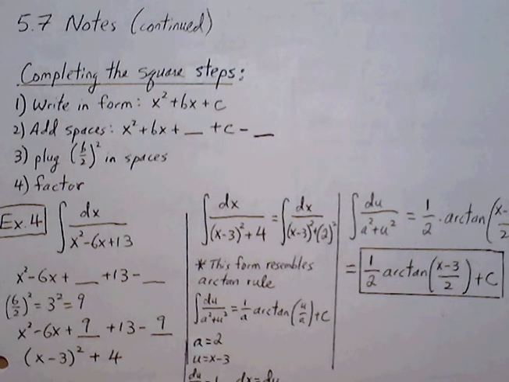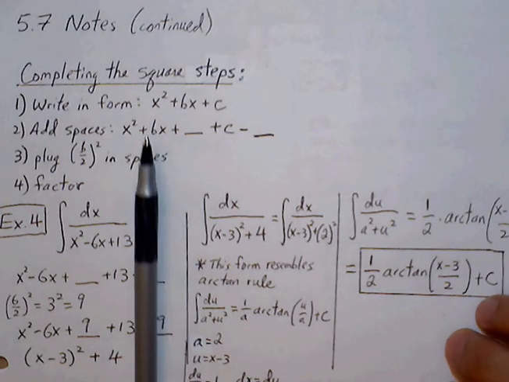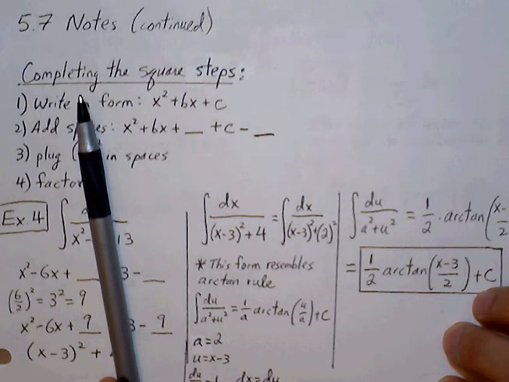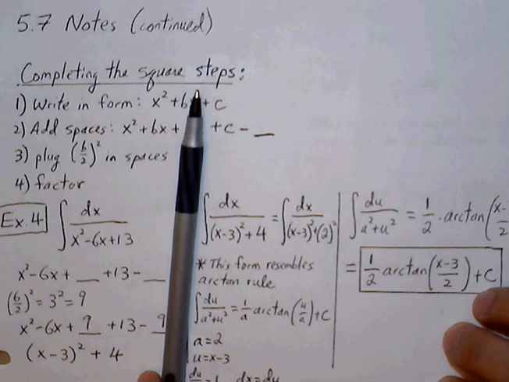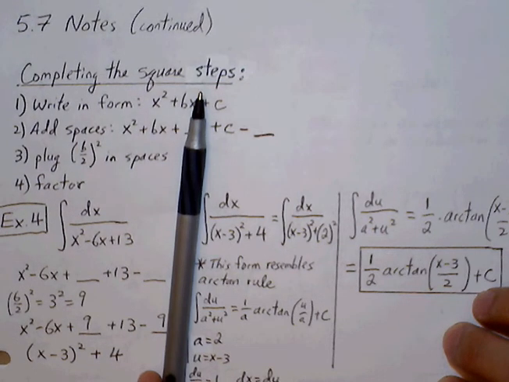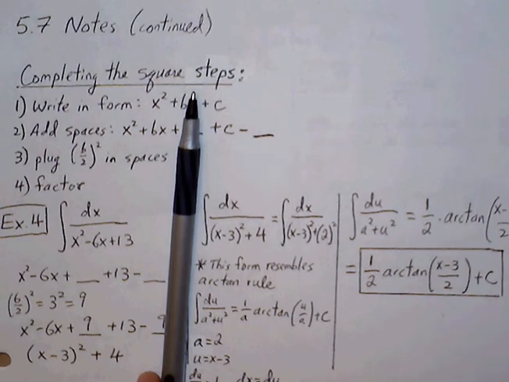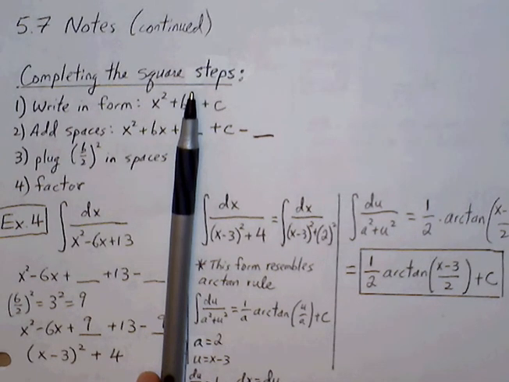Let's continue with 5.7 notes. One thing that we're going to have to do is use the completing the square method in order to rewrite the denominator of some of our problems so that we can match it better with the inverse trig antiderivative rules that we learned from the previous page.